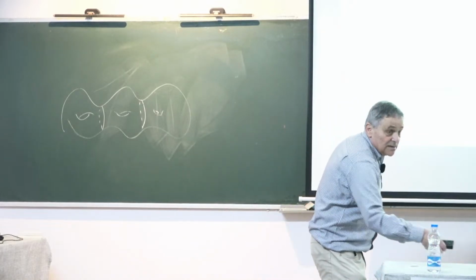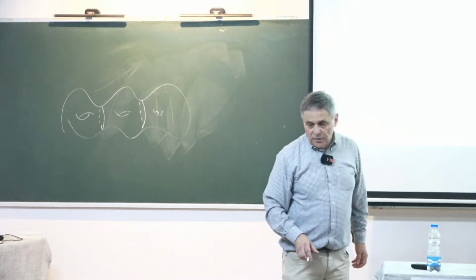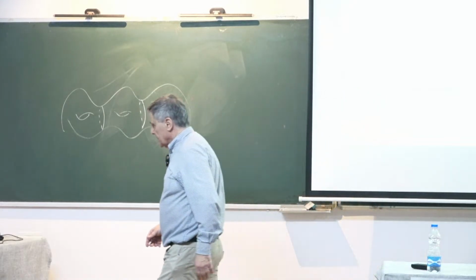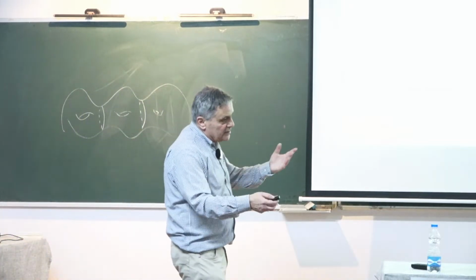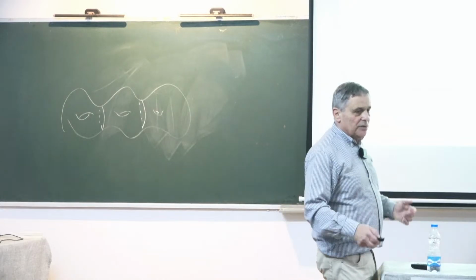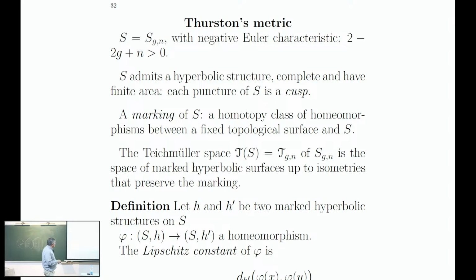You don't want to consider the plane? No, this is another theory. This is a little bit more complicated, which I don't want. If I had twice the time, then yes. And then we have this Teichmüller space of marked hyperbolic surfaces up to isometries that preserve the marking. We talked about this. If I don't put this up to isometries which preserve the marking, then I would have an infinite dimensional space.